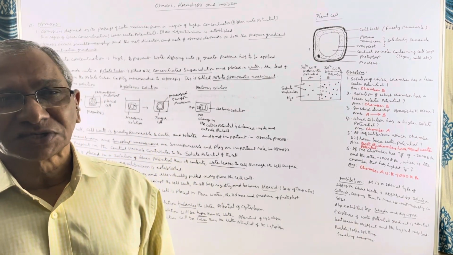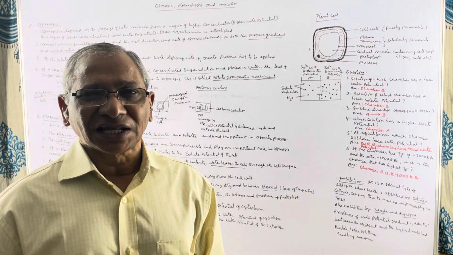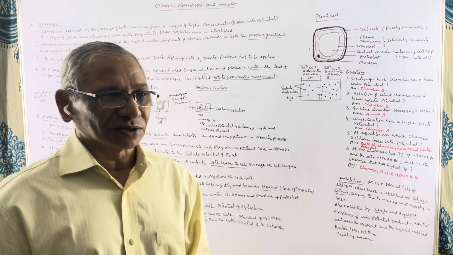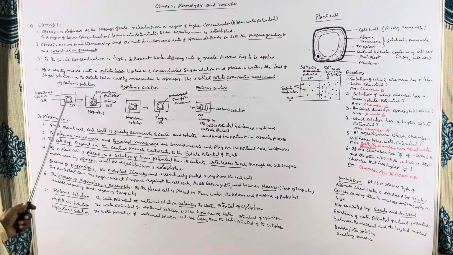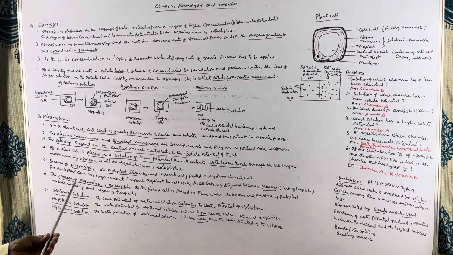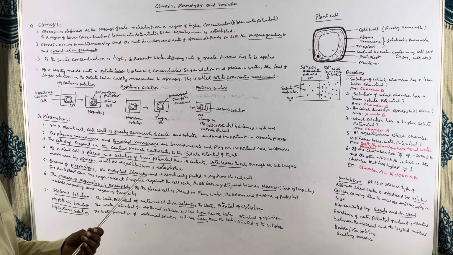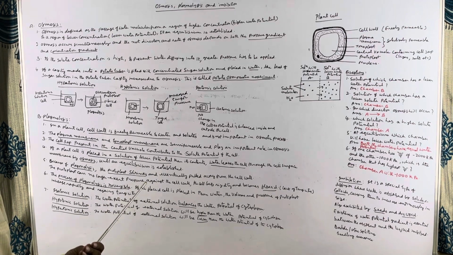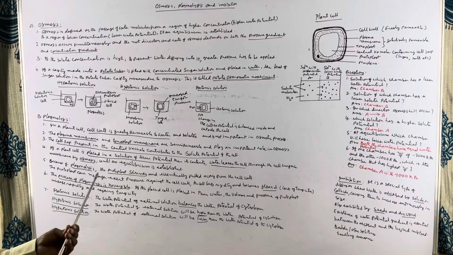So what happens if you place a plant cell in a hypertonic solution? Here, this is the cell, this is the hypertonic solution. Then what happens because of the difference in the osmolarity? Water moves from the protoplast into the surrounding fluid. So the cell loses water as the water moves out of the cell, and the water moves till an equilibrium is established.